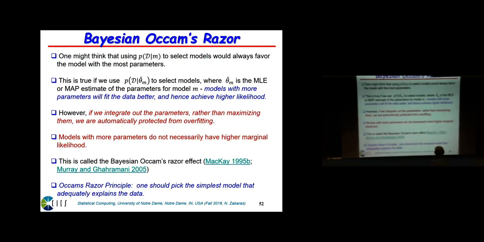So, all right, we're going to come back starting from the slides, okay? But let me just finish with a statement of the Occam's razor principle. One should pick the simplest model that adequately explains the data, okay? So what we will conclude from the different criteria is that the simplest model that explains the data is the best model, okay? So complexity is not the answer, okay? And we will see in a Bayesian way how this comes up.